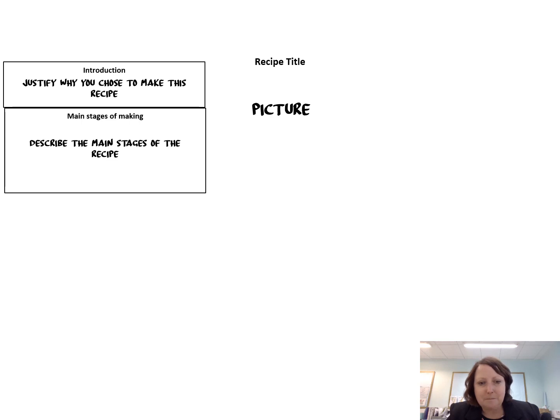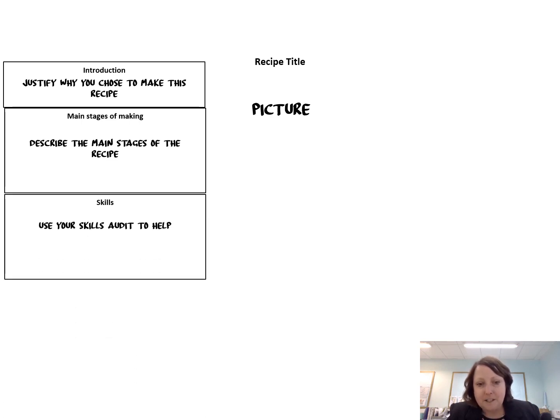It should list the main stages of making. That does not mean that you need to copy the entire recipe. The instructions on the help sheet you've got did say you could copy the recipe over, but then simplify it to just include the main stages, and you do need to simplify it. It should not be copied and pasted.